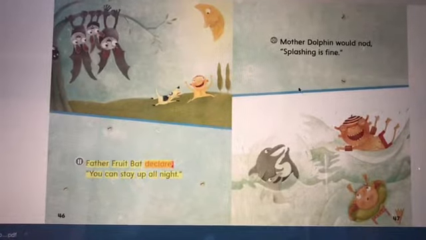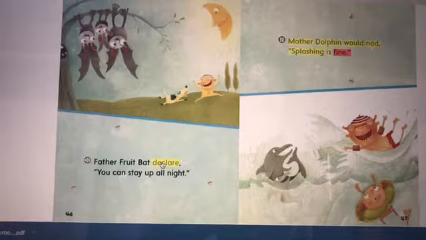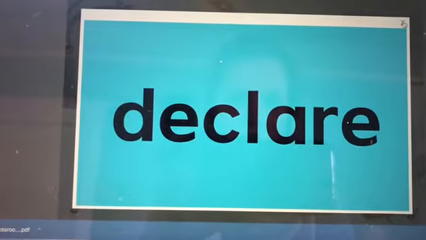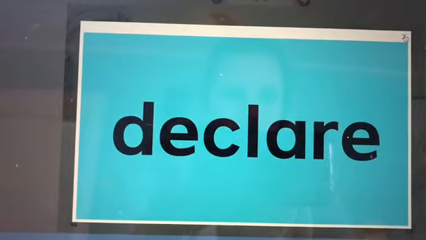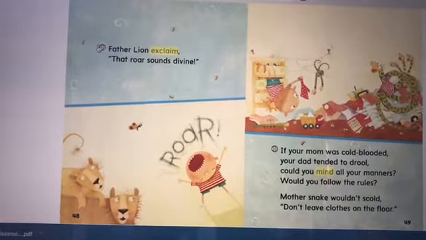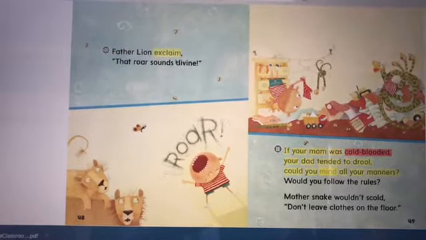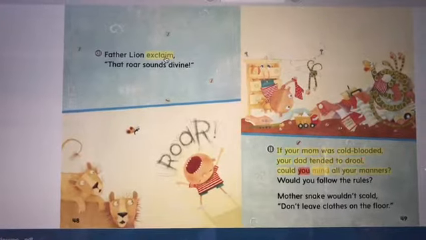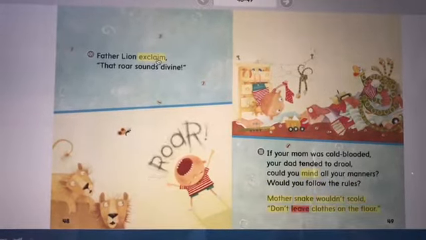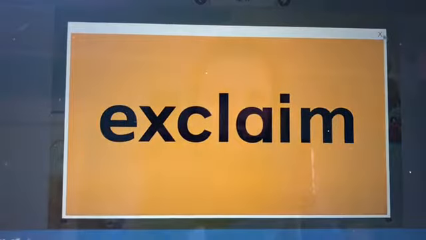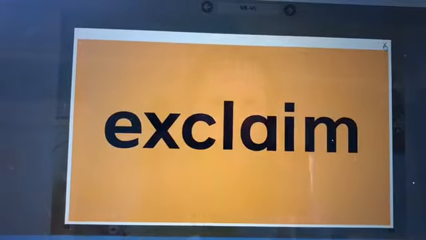Father Fruit Bat declare, you can stay up all night. Mother Dolphin would nod, splashing is fine. Declare. To say out loud. I declare to my friend that apples are my favorite fruit. Declare. Father Lion exclaim, that roar sounds divine. If your mom was cold-blooded, your dad tended to drool, could you mind all your manners? Would you follow the rules? Mother Snake wouldn't scold, don't leave clothes on the floor. Exclaim. To say or shout suddenly. We exclaim when we see the cute puppy. Exclaim.